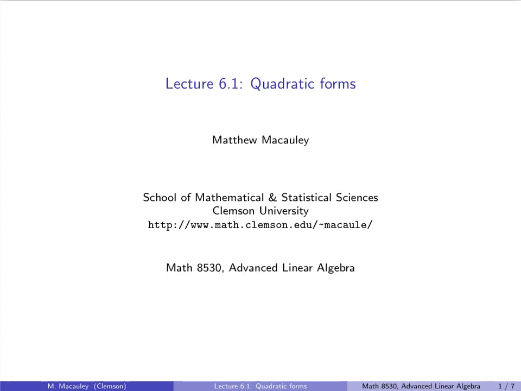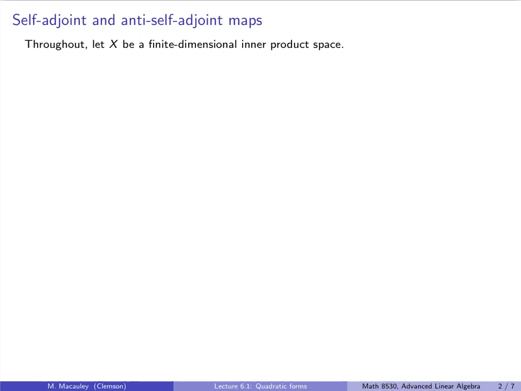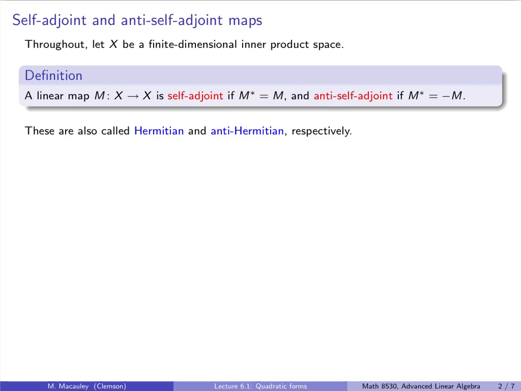Welcome to Lecture 6.1, Quadratic Forms. Throughout, let X be a finite dimensional inner product space. A linear map M on X is self-adjoint if it is equal to its own adjoint and anti-self-adjoint if it is equal to its negative adjoint. These concepts are also called Hermitian and anti-Hermitian, respectively.